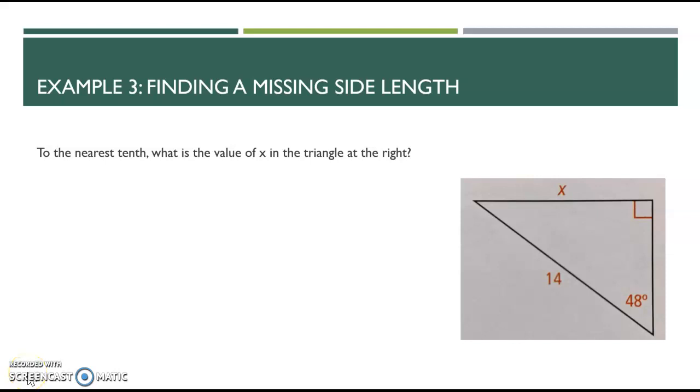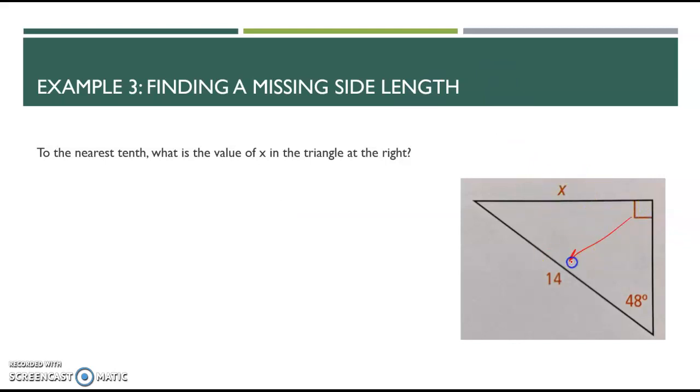All right, so welcome back. In this video, we're going to talk about how we are going to use trig to find a missing side length. So we want to find the value of x. And in order to find that, I'm going to label what I know.